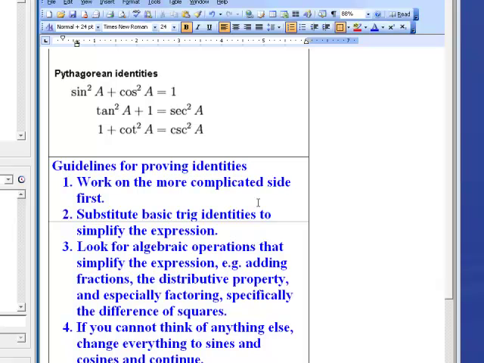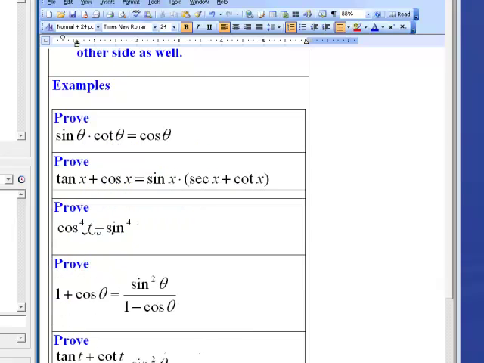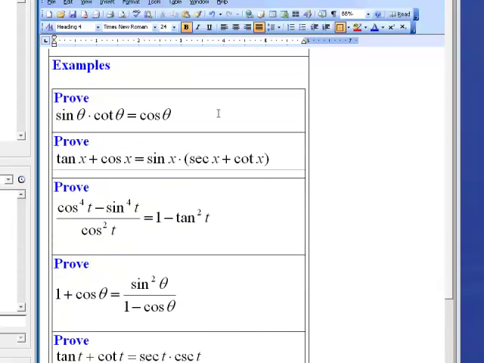If you cannot think of anything else, change everything to sines and cosines and continue. That's because the basic trig functions are the sine and cosine. Always keep an eye on the side you're not working with to make sure that you're working toward it. As an alternative, and this is what I added, cross multiply between sides and/or manipulate the other side as well, and you will see that. So let's get started with some examples. I'll be referring to all of these, but of course I'm not going to mention them by number.